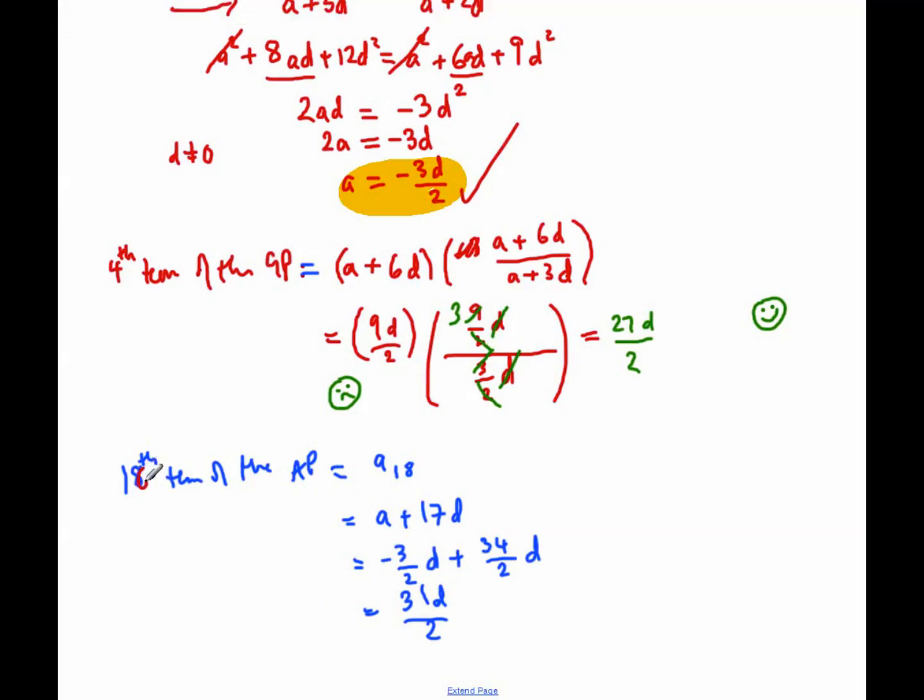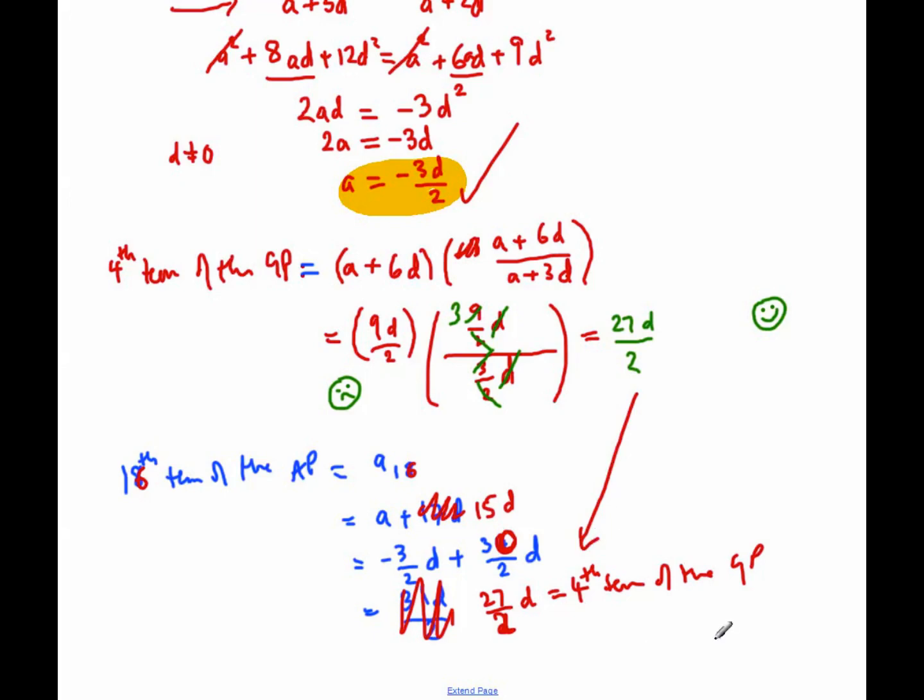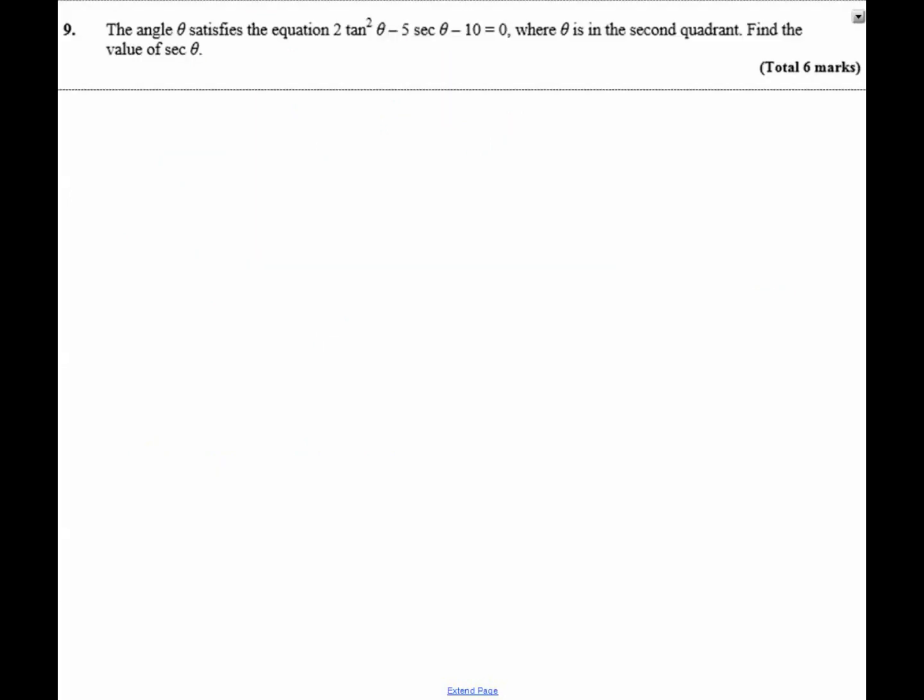So we want the 16th term, which is A16, which is A plus 15d. 15d is 30 over 2, and so we get 27 over 2 d, which is the fourth term of the GP, because we found that there. Hooray, we're done. And I missed out a question, so I'm going to go back to it.